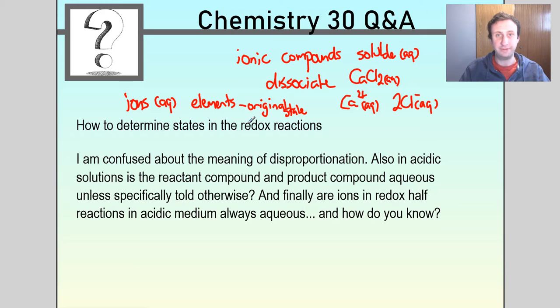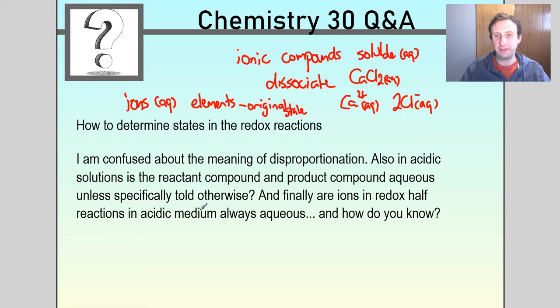But strong acids turn into H positive and the anion. Weak acids stay intact, but they stay aqueous. Okay, disproportionation we already talked about. In acidic solutions, is a reactant compound, a product compound, aqueous unless specified or told otherwise? So I feel like we just talked about that as well.